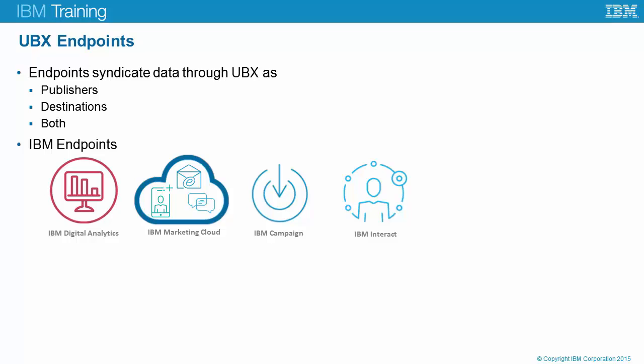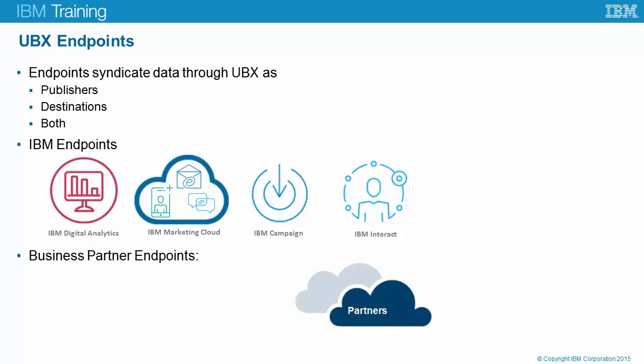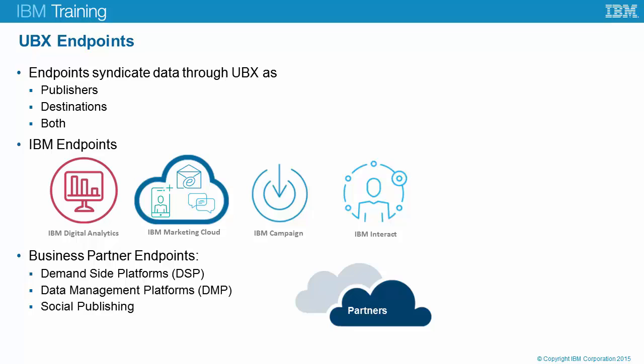Because UBX is an open system, there are many endpoints offered by IBM business partners as well. These include demand-side platforms, data management platforms, social publishing, and social media analytics solutions. More solutions are available all the time. You can even configure your own internal applications to be UBX endpoints.